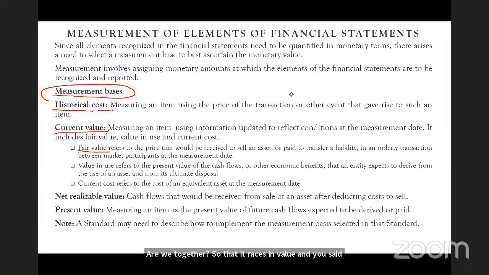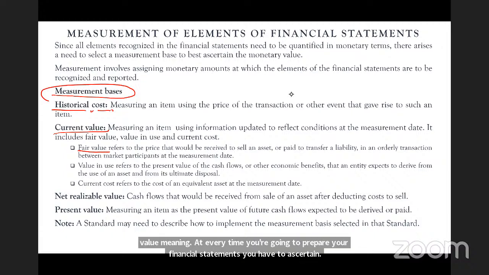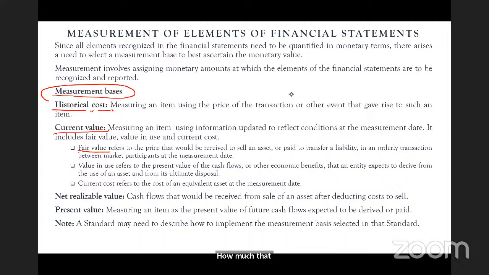Now, such an asset, land is an asset. But that particular standard tells you that you have to make sure that you report that asset subsequently at fair value. Are we together? So you're going to report it at fair value, meaning every time you prepare your financial statements, you have to ascertain how much that land could be sold for in the market. So that you keep telling us the actual value in the market, in the financial statements, in order not to mislead the users. So such an example.